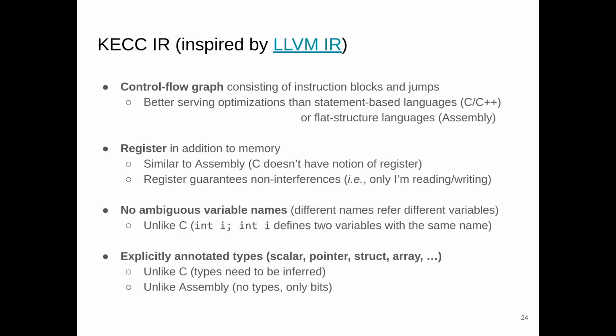The KECC IR is inspired by LLVM IR because it is one of the most widely used compiler infrastructures, and it is quite well designed. So I just adopted many design choices of LLVM to KECC for educational purposes. I think there are four main ideas: control flow graphs, registers, unambiguous variable names, and explicitly annotated types. You can think of this slide as the summary of the IR's characteristics, and we are going to look into each of them one by one.